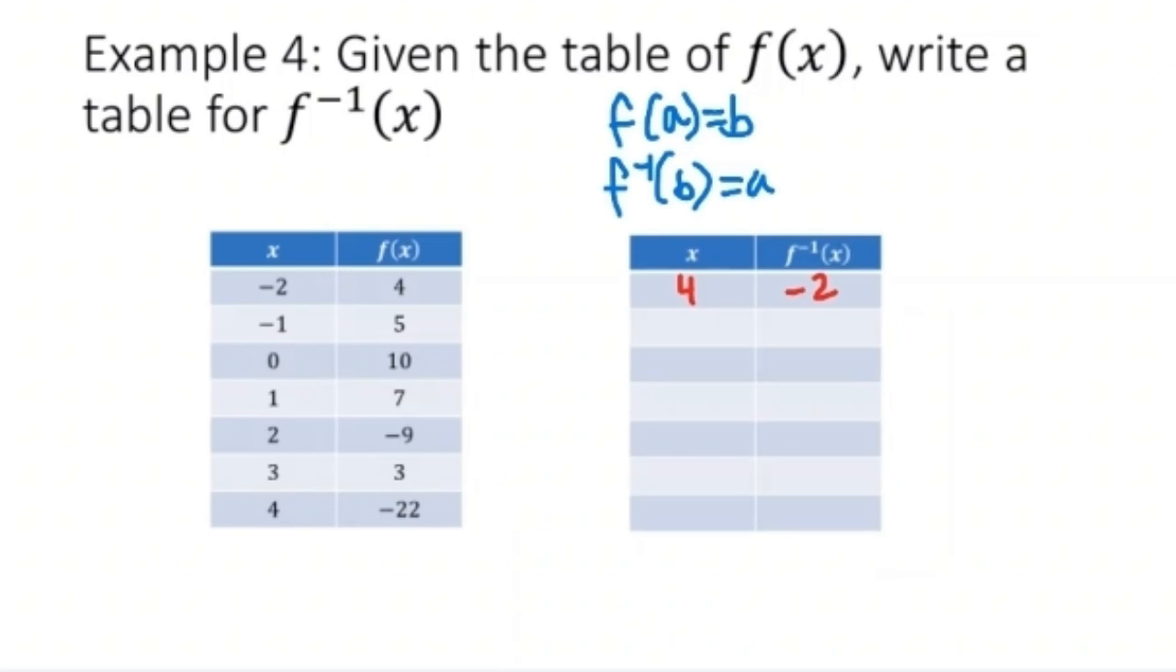So the row (-1, 5) on the table for f of x tells us we have the row (5, -1) for f inverse of x. And we'll keep doing this for each row in f of x. So we'll have (10, 0) for f inverse, (7, 1), (-9, 2), (3, 3), and (-22, 4). And there's our table for f inverse of x.